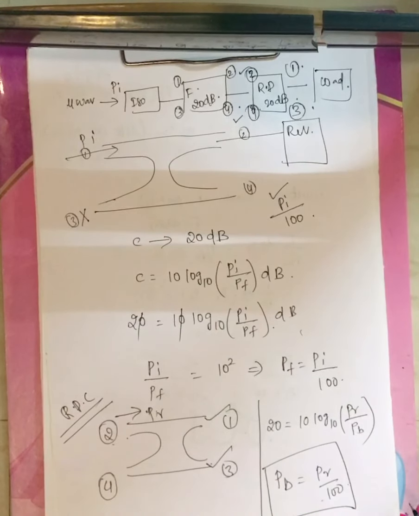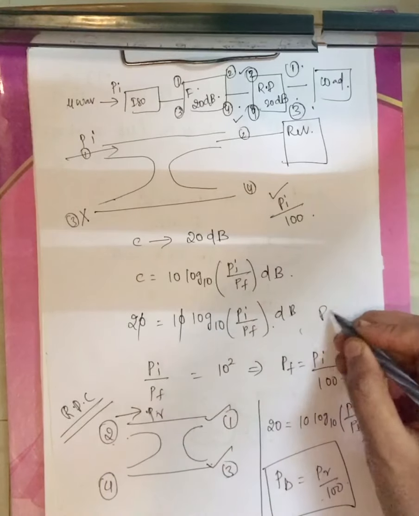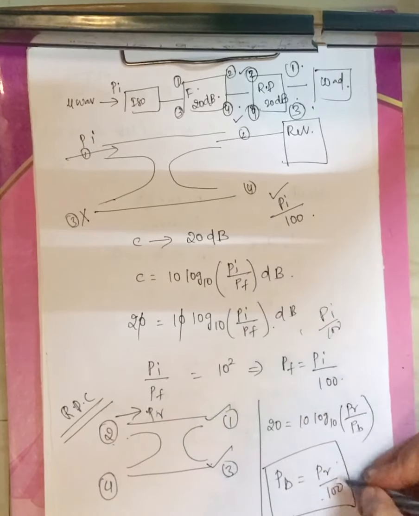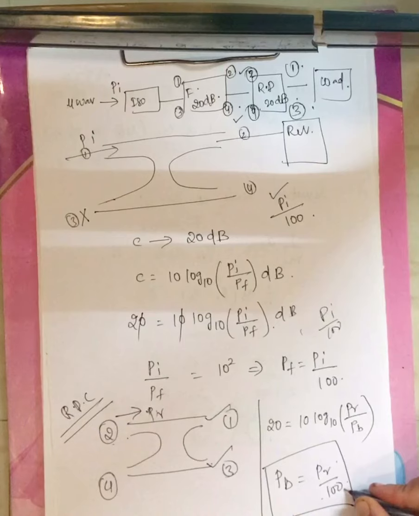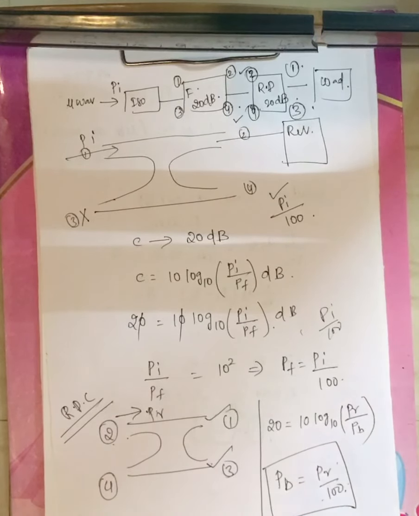Now this is the output of your forward directional coupler and reverse directional coupler, right? Now PI by 100 is the output of the forward directional coupler and PR by 100 is the output of the reverse directional coupler, right? Now let me explain this.